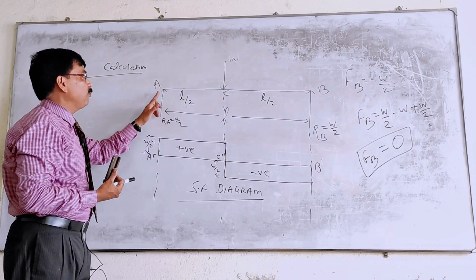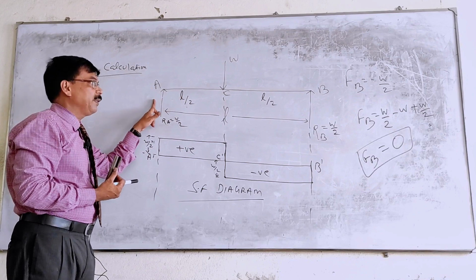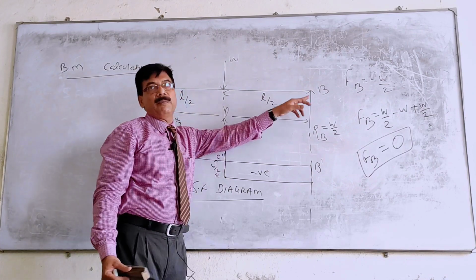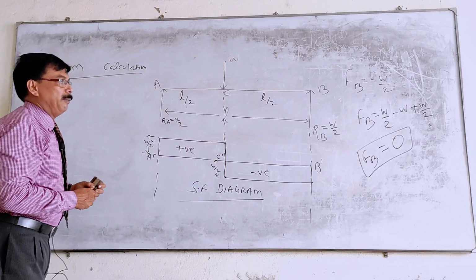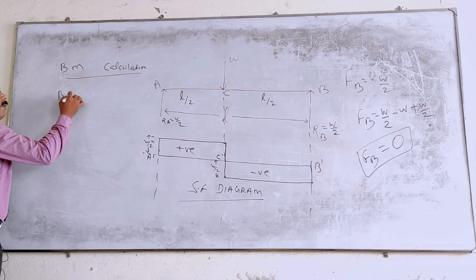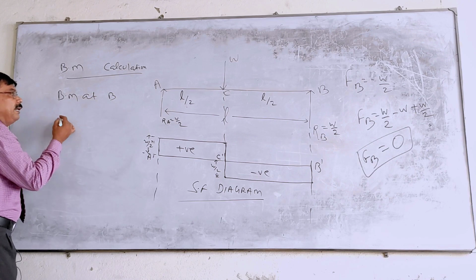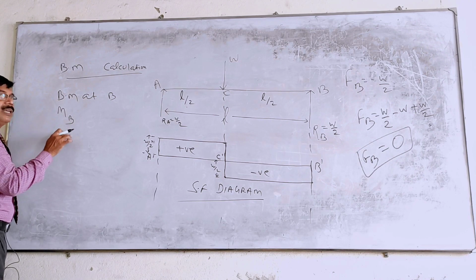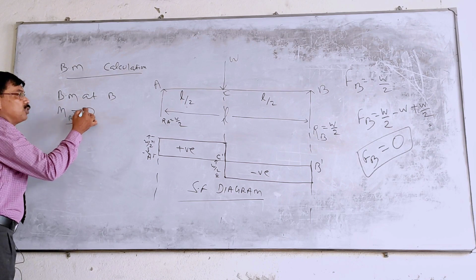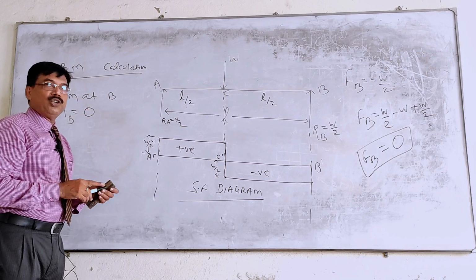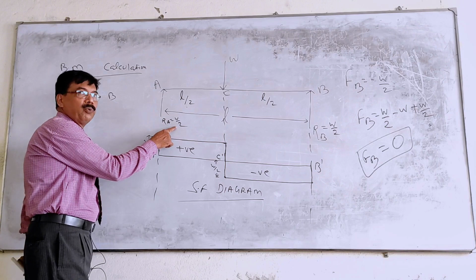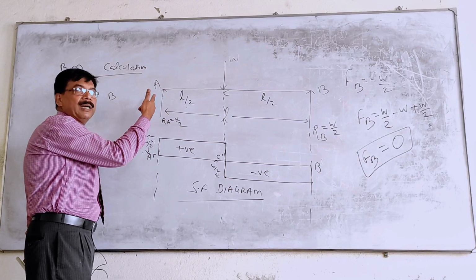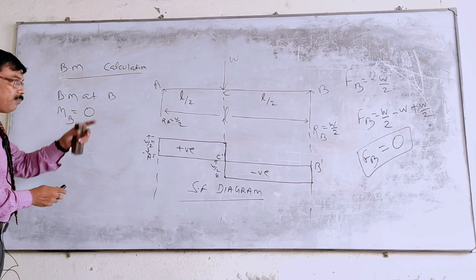So we will calculate bending moment at A, bending moment at C, and bending moment at B. So start with bending moment at A, and it is represented mathematically as MA. For our convenience, MA, bending moment at A, is equal to 0. 0 means there is a force W/2 in the upward direction, but at A that W/2 is active but has no perpendicular distance. So the bending moment value is 0.